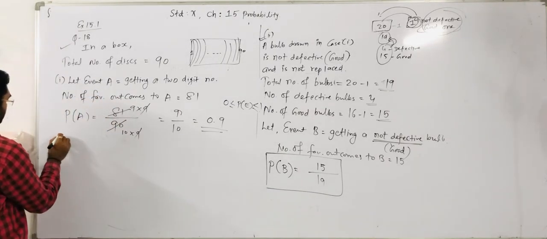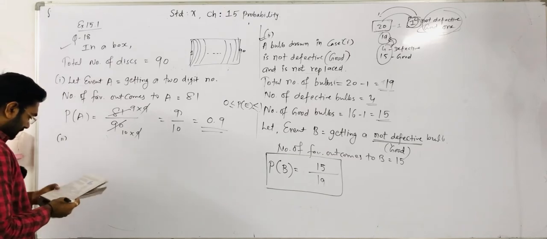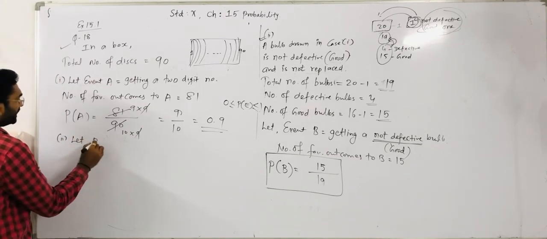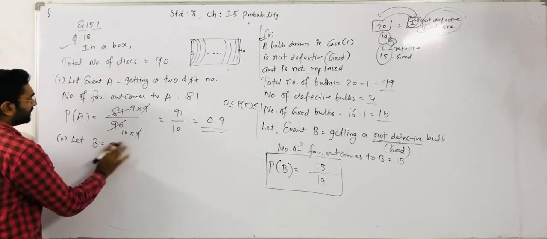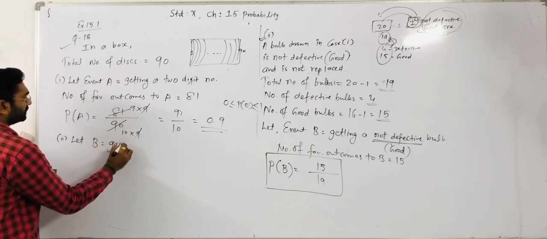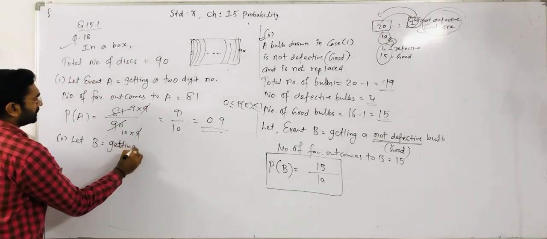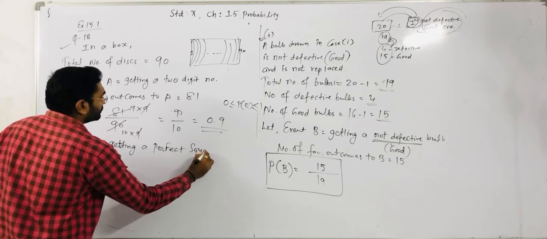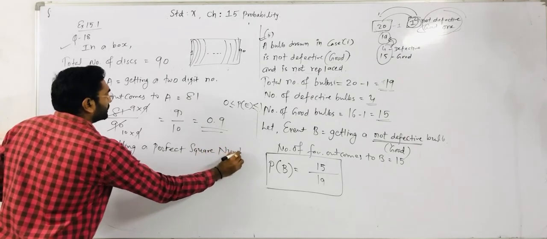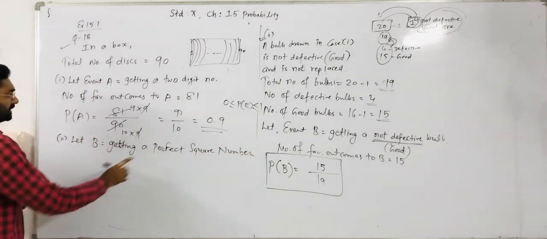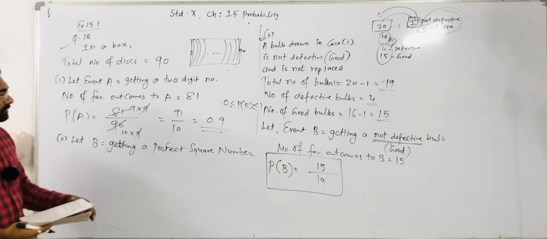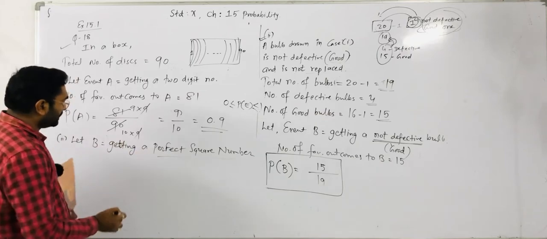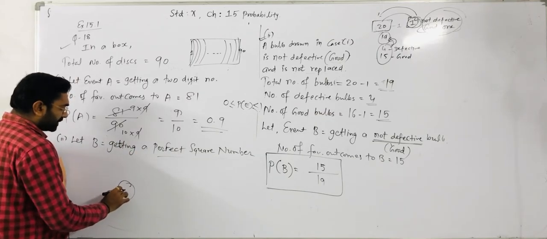Second question in that: getting a perfect square number. Let me take the event B, getting a perfect square number. So what is the meaning of that? Its favorable outcomes are what? A perfect square number is what we require. So from 1 to 90, how many numbers are perfect squares?